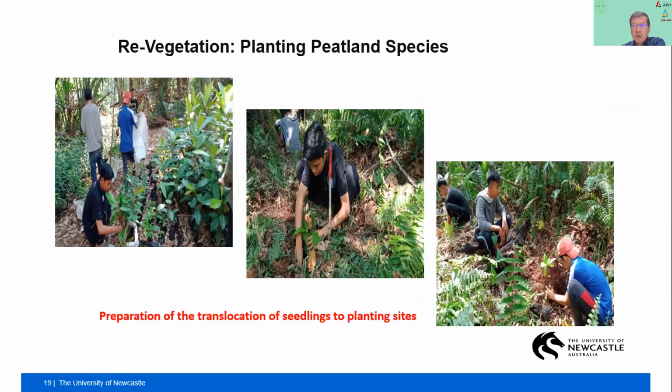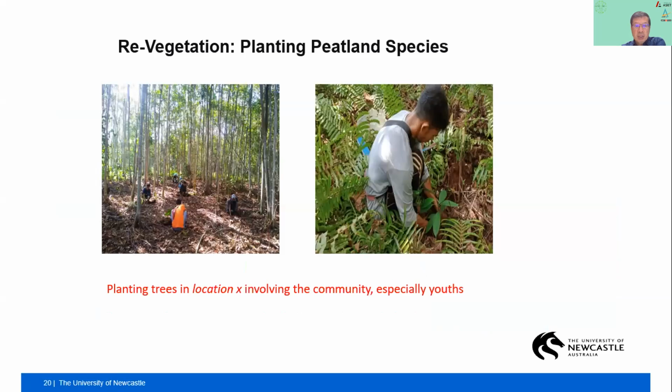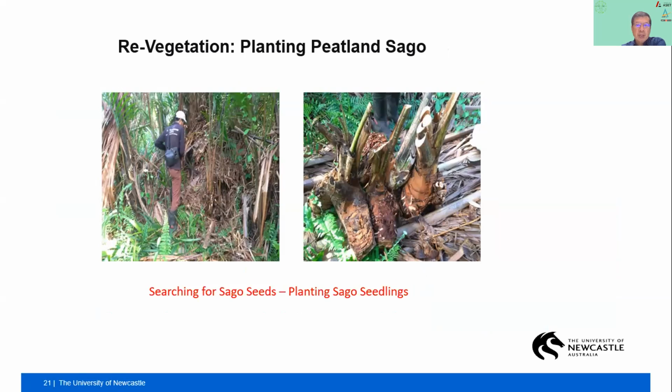So these are some examples in the pictures of the revegetation and taking the seedlings. We had a nursery to grow them for a couple of months before we can transplant them to the experimental site. Planting trees in a particular location involved the community, especially the youth. Then we looked for sago seeds in that area that we can plant. That's the cash crop that we are planting as part of the revegetation effort.